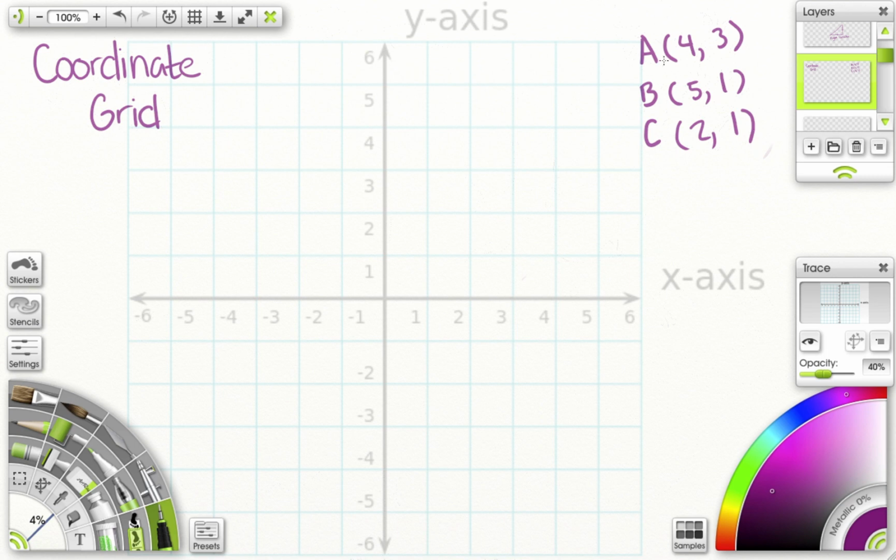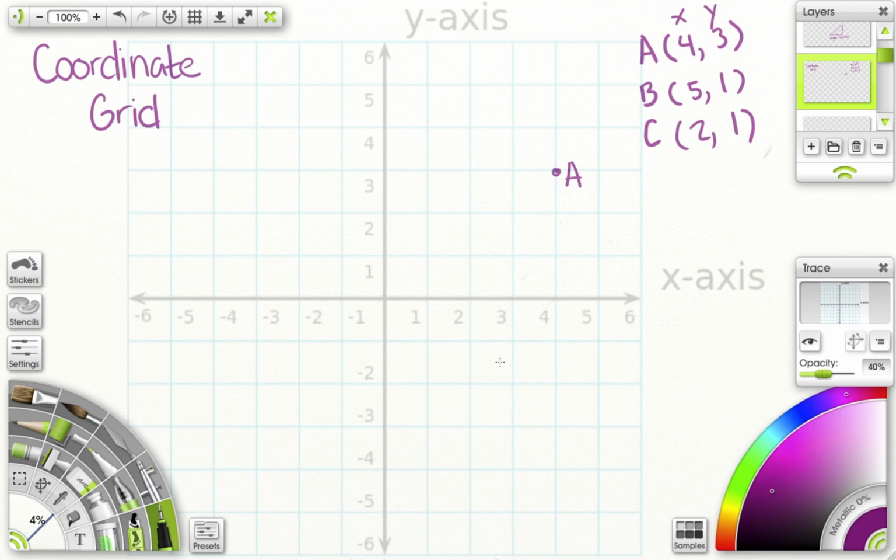First of all, let's do point A. So I have to go to 4, 3. Remember, X is always my first digit and Y is my second. So I have to go side to side first. I start at my origin, which is 0, 0, and I go 4, 3. So I go 1, 2, 3, 4 spots to the right, and then 3 spots up. 1, 2, 3. That is my A point.